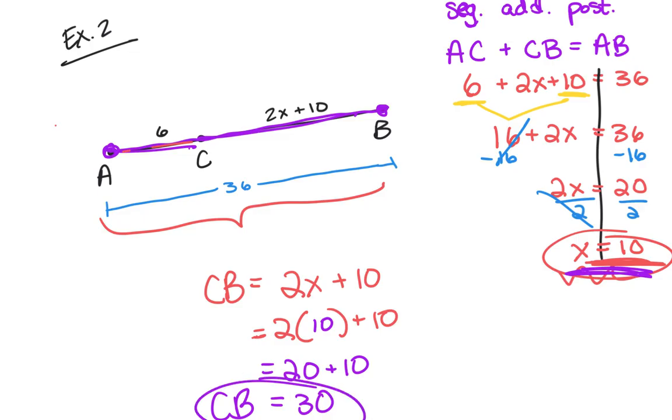And let's make sure that makes sense. If CB is 30 units and AC is 6 units, that totally makes sense because 30 plus 6 had to add up to 36. All right, guys, so on that one, we had a little bit of algebra to do, and we learned what to do if we needed to plug the number back in.